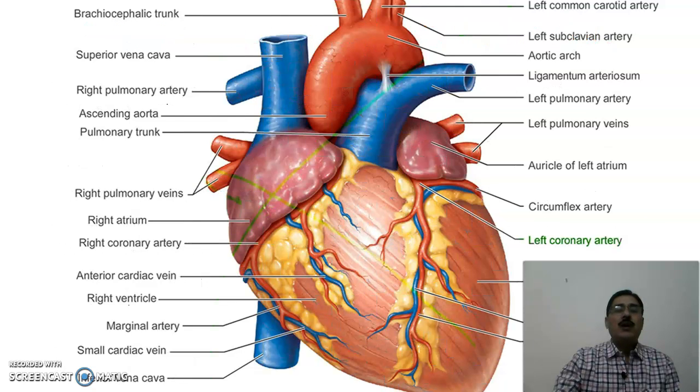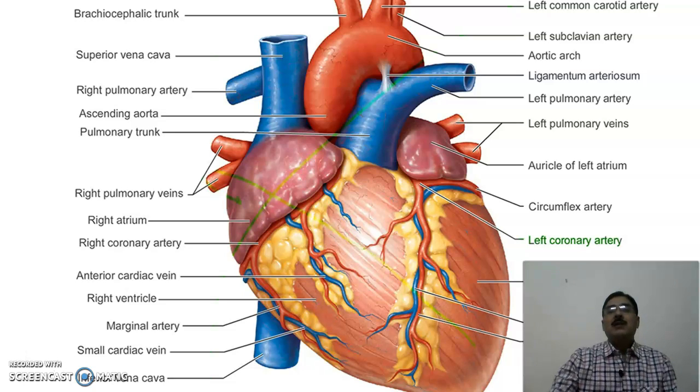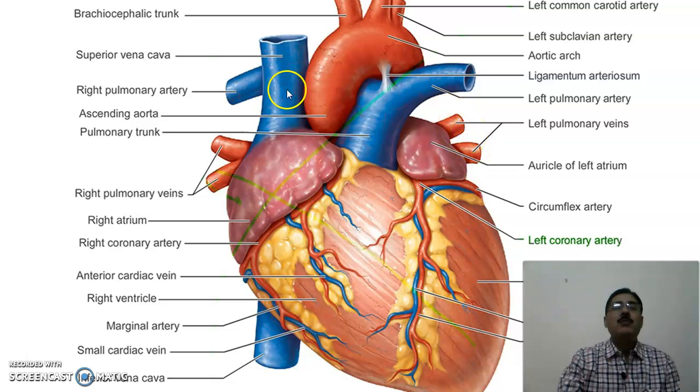Now just look at this slide in which the structure of heart is shown. With the blue color you can see the veins are shown, and with the red color the arteries are shown. But there is an exception, as if we look at the diagram you can see that the pulmonary veins are shown with red, and the pulmonary artery is shown with blue.